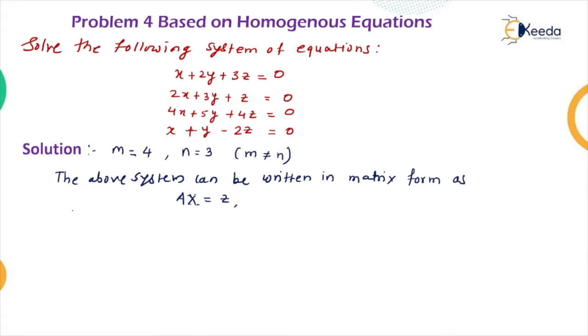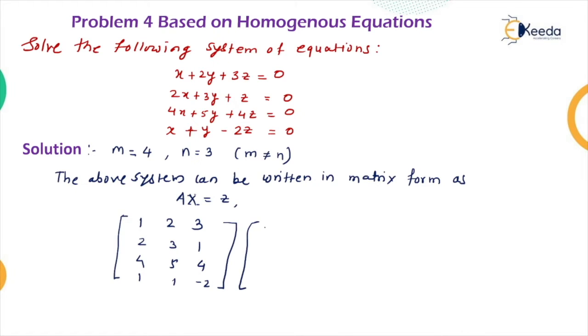What are the coefficients in each equation? You have to write them row wise. So I am writing the elements of the coefficient matrix. The first equation has coefficients 1 2 3. In the second equation, the second row is 2 3 1. Next equation, 4 5 4, and the next equation, 1 1 minus 2. So this is your matrix A.